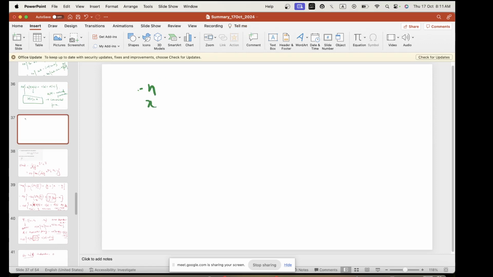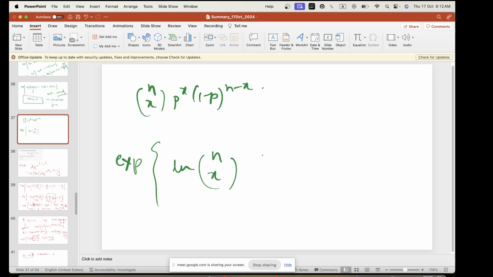Binomial is nCx p to the power x (1 minus p) to the power n minus x. So this is exponential of ln nCx plus x ln(p by 1 minus p) plus n ln(1 minus p).